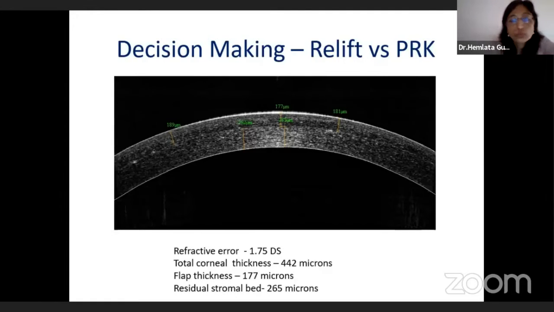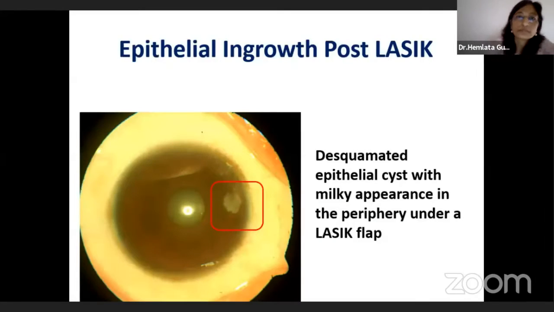Now, this is a patient who presented to us with a refractive error of 1.75 diopters and wanted redo surgery. So we did anterior segment OCT to see what kind of procedure we could do for this patient. The residual stromal bed in this case was 265 microns, which is insufficient to treat the refractive error of 1.75 diopters if you relift the flap. So we decided to do surface ablation with MMC for this patient, and he was happy after surgery.